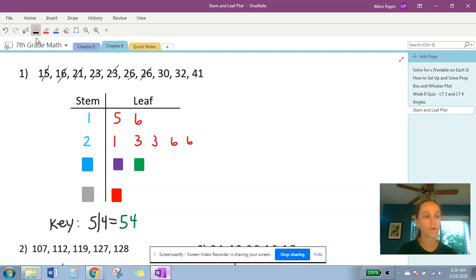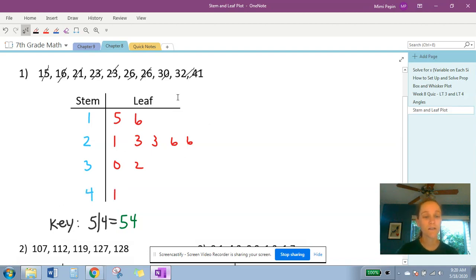And then for the 30, same thing. I have 3 in the stem column, and then I have 0 for 30, and I have 32. Okay, and then last one is 41. So my stem is 4 and my leaf is 1.